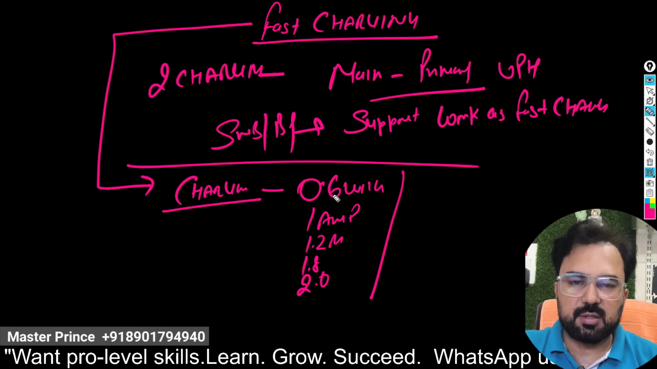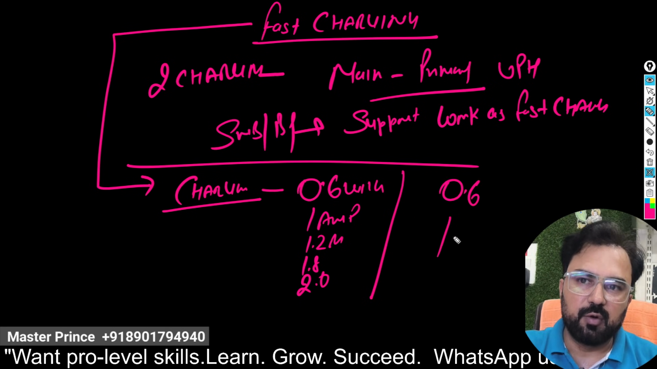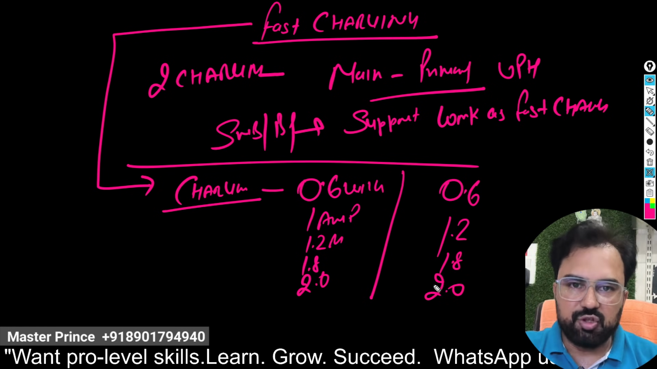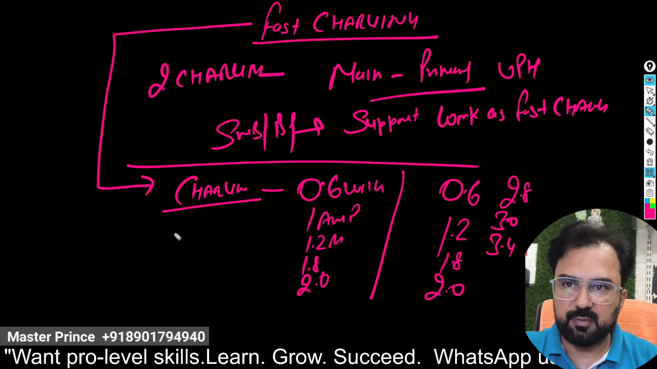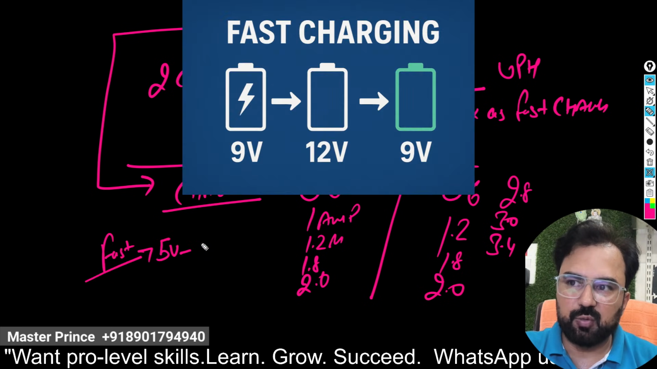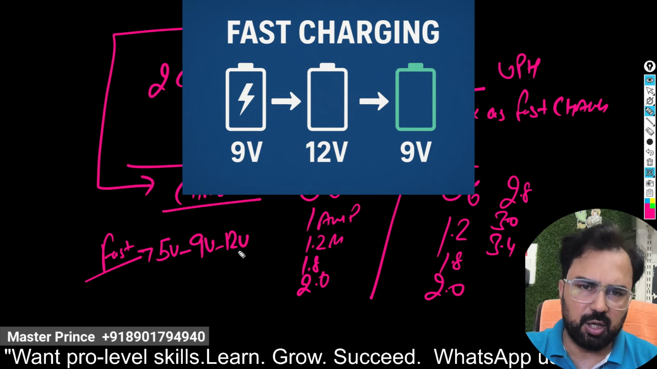Now when you connect a fast charger to a fast charging phone which has fast charging circuit support, it starts similarly, at 0.6 or 0.7. After 1 ampere, 1.2, 1.8, 2.0, it suddenly jumps from 2.8, 3.0, to 3 plus, 3.4 ampere. Also the voltage in a fast charging supported phone shifts from 5 volt to 9 volt or 12 volt. You must all have seen that.